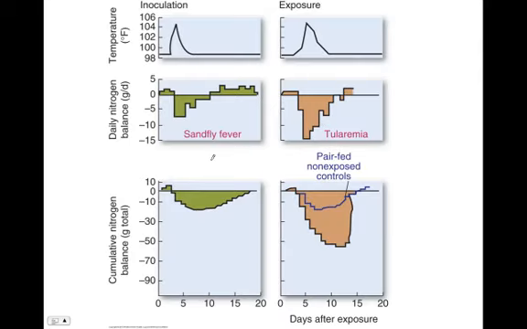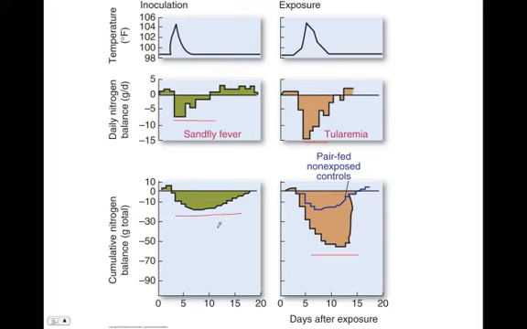Here we're looking at the disease progressions of two different infection types. You can see in both cases there is an initial elevation in temperature in the host. This would suggest there is a significant immune response. What you can see is over the time of an elevated temperature, the nitrogen balance becomes negative in both cases. And over the course of disease progression, the cumulative nitrogen balance is also negative.